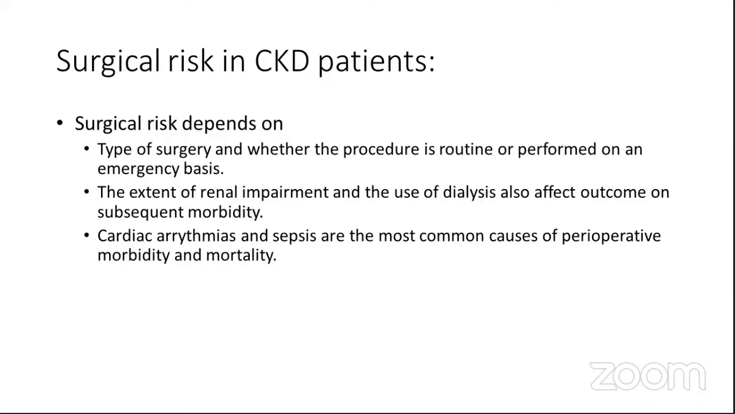Surgical risk in CKD patients. Surgical risk depends on the type of surgery and whether the procedure is routine or performed on an emergency basis. The extent of renal impairment and the use of dialysis also affect outcome on subsequent morbidity. Cardiac arrhythmias and sepsis are the most common causes of perioperative morbidity and mortality.